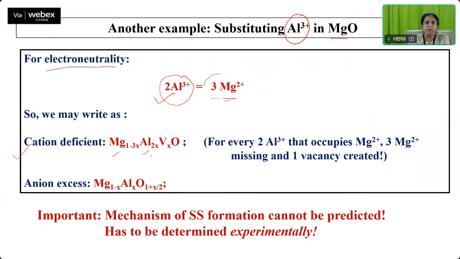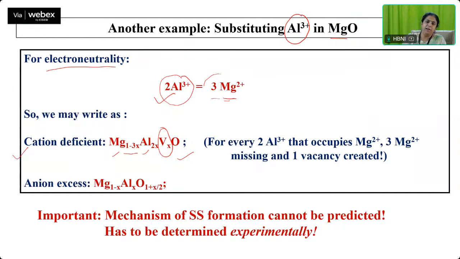If 2x of the aluminium goes in, then how much magnesium do we lose? 3x. So how much magnesium is remaining in the lattice? 1 minus 3x. Then 3x magnesium goes out, 2x of it is occupied, and then x is vacant. So how many vacancies? x. Okay. That is how we write the nominal formula when we get a cation deficient solid solution upon substitution of Al3+ in MgO.